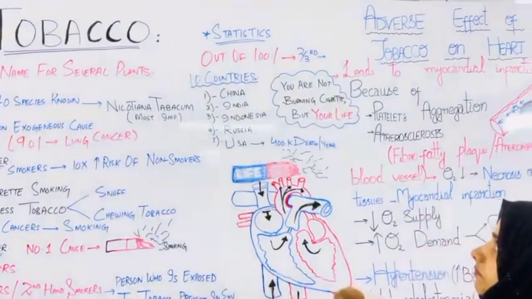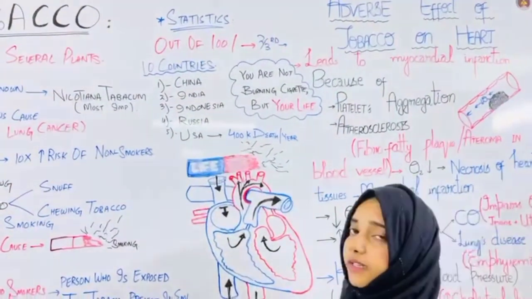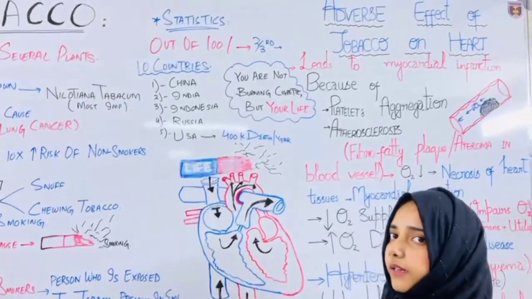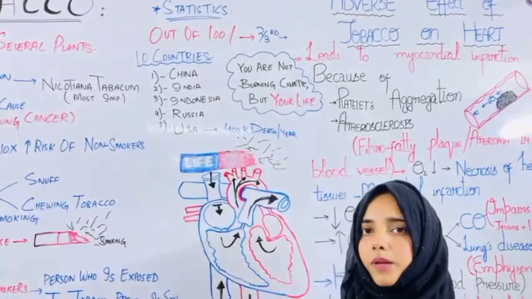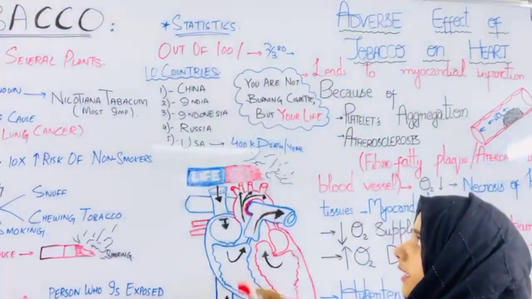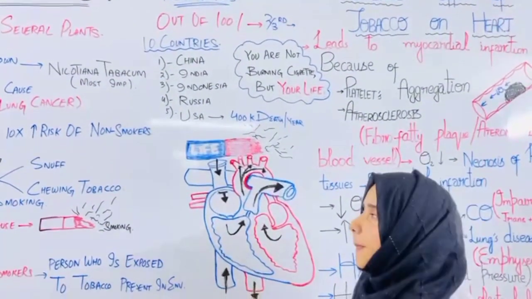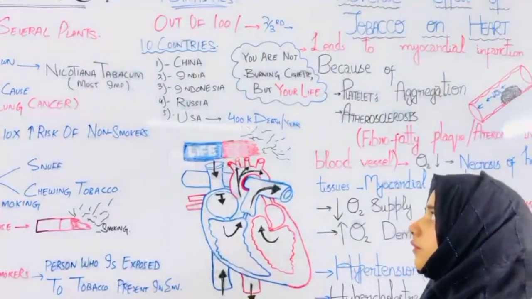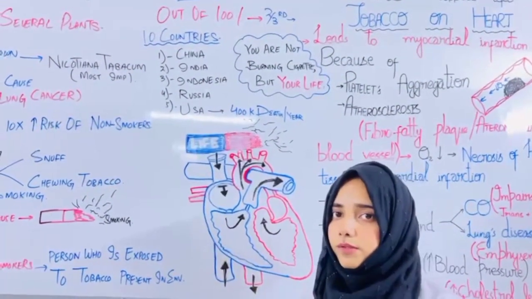And then statistics: out of 100%, 2/3 of smoking is done in 10 countries. At number one is China. China is the number one producer and consumer of tobacco, and then India, Indonesia, Russia, and the United States of America, in which almost 400,000 deaths per year occur because of smoking.